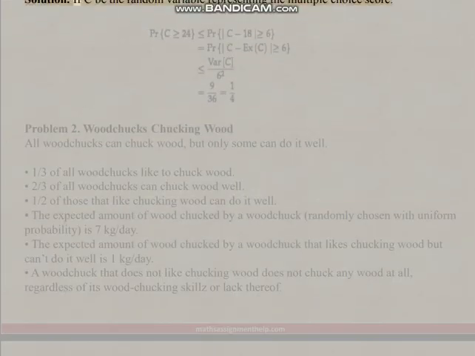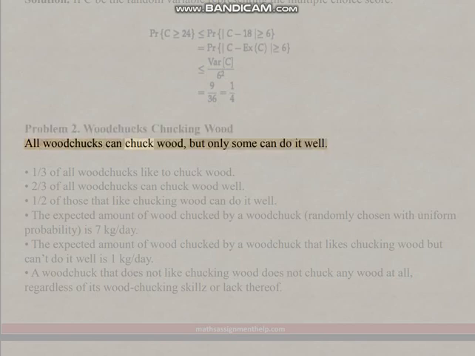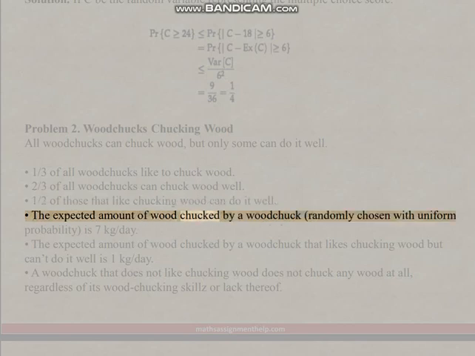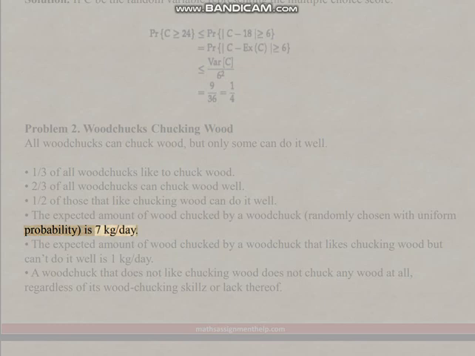Solution. Let C be the random variable representing the multiple choice score. Problem 2. Woodchucks chucking wood. All woodchucks can chuck wood, but only some can do it well. 1/3 of all woodchucks like to chuck wood. 2/3 of all woodchucks can chuck wood well. 1/2 of those that like chucking wood can do it well. The expected amount of wood chucked by a woodchuck, randomly chosen with uniform probability, is 7 kilograms per day.